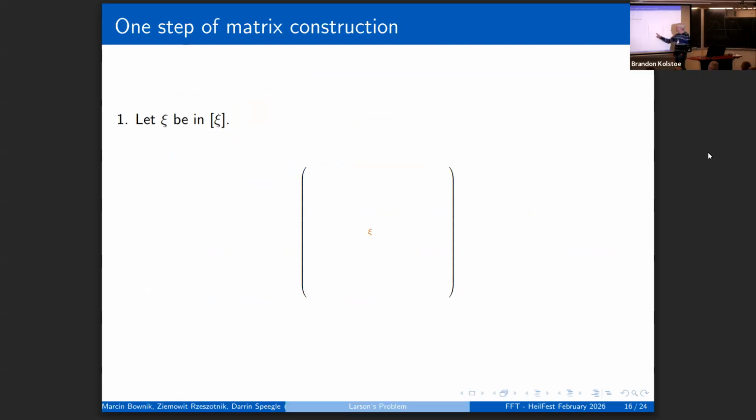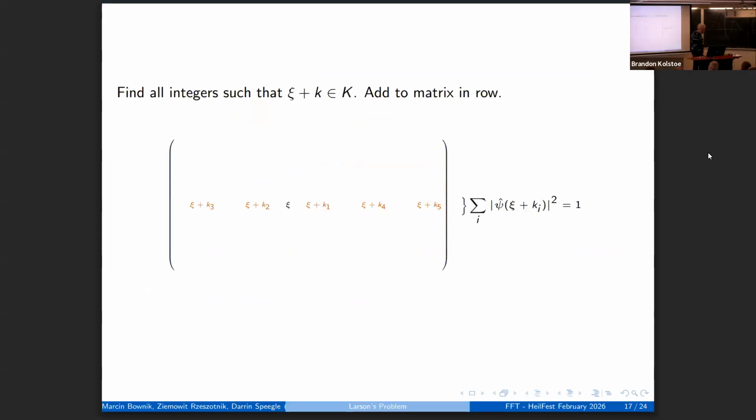I'm going to start with some c naught in the equivalence class here. You look at all of the c naught plus k, right?